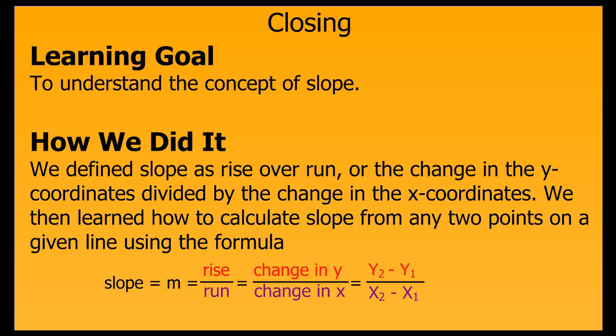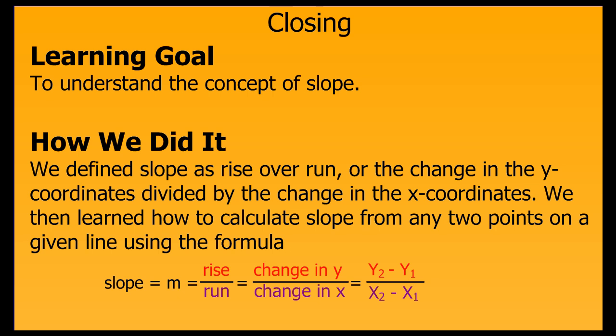In closing, let's review our learning goal. We wanted to understand the concept of slope. We did that by defining slope as the ratio of the vertical change to the horizontal change, or rise over run, or more simply the change in y coordinates over the change in x coordinates.